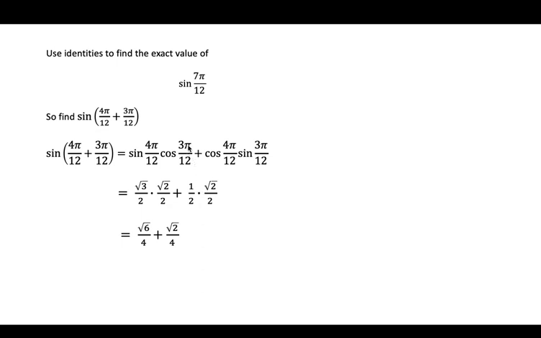The cosine of 3 pi over 12, which is the same as the cosine of pi over 4, is square root of 2 over 2. The cosine of pi over 3 is 1/2, and the sine of pi over 4 is the square root of 2 over 2. And when I simplify that, I get the square root of 6 over 4 plus the square root of 2 over 4.